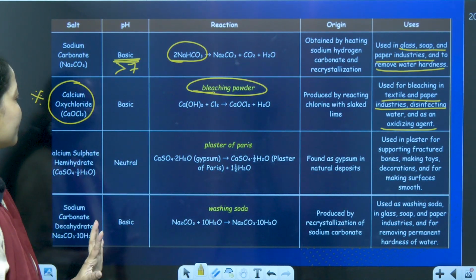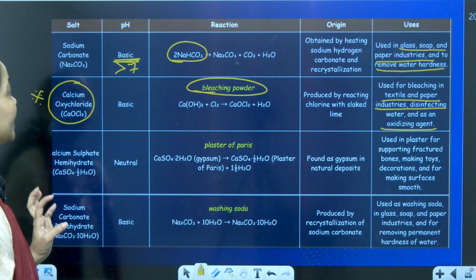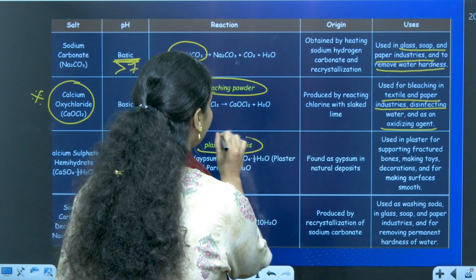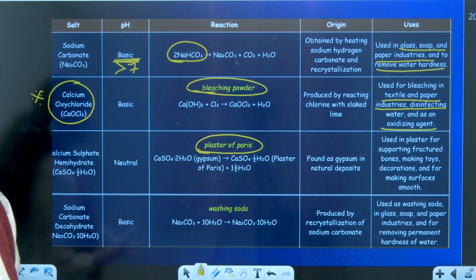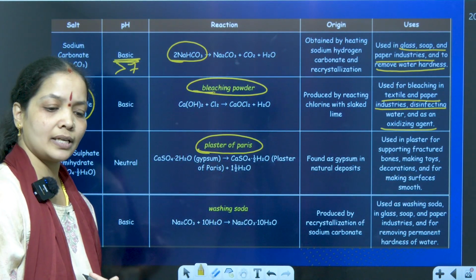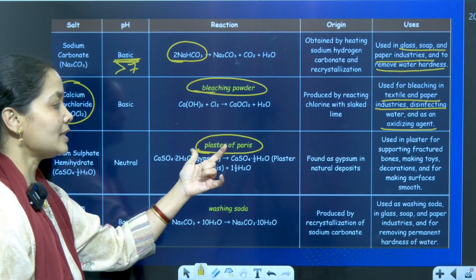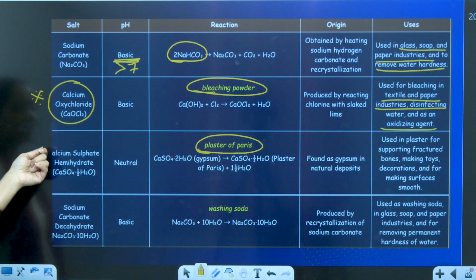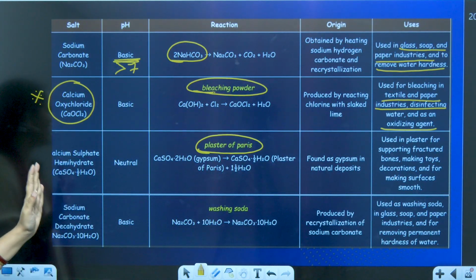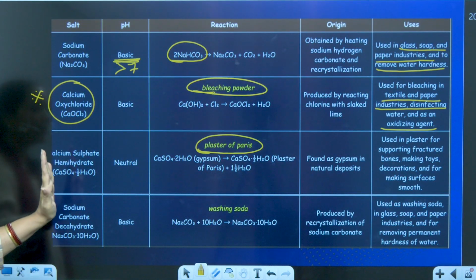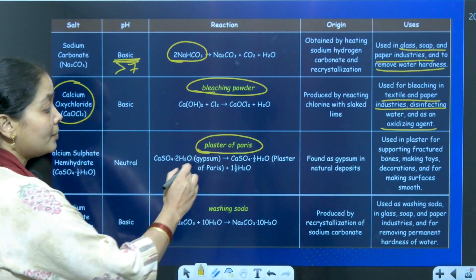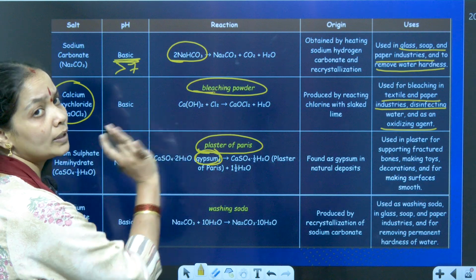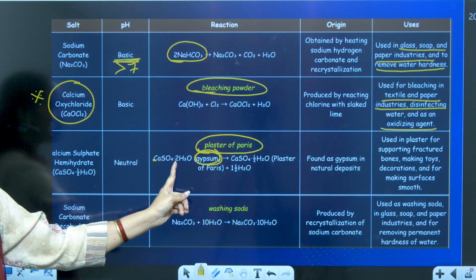Mark it important. The next type of salt that we have to analyze is called plaster of Paris. Whenever we are getting fractured bones, an accident is happening and our bones are getting fractured, we use a component called POP, plaster of Paris. The chemical name of plaster of Paris is calcium sulfate hemihydrate, CaSO4.1/2H2O. This is basically formed from gypsum. Gypsum is nothing but CaSO4.2H2O. This is half H2O, this is 2H2O.